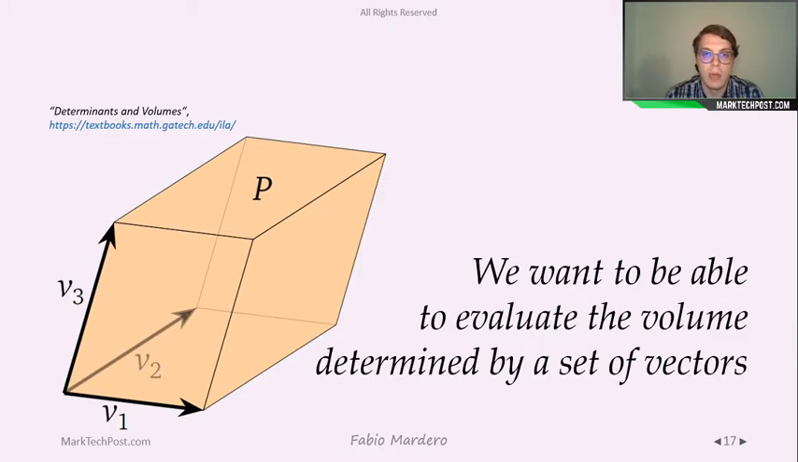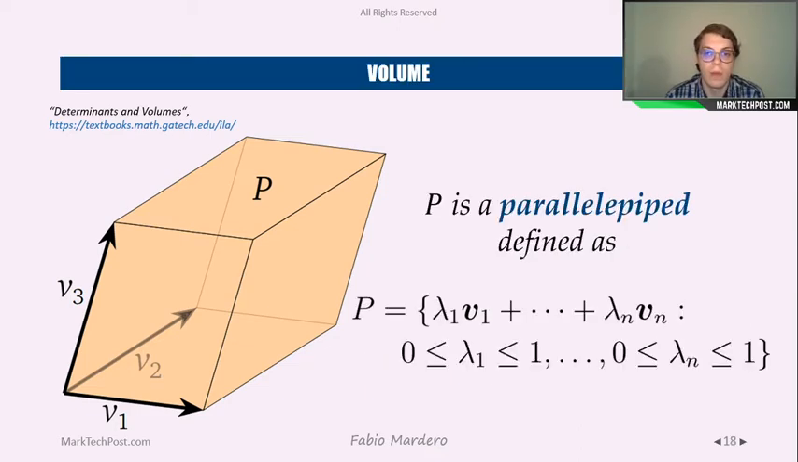So let's talk now about the determinant. In fact, we want to be able to evaluate the volume determined by a set of vectors, looking at this image, for example. But first, we want to determine what we mean by the volume determined by a set of vectors, and then we can define a metric to measure it.